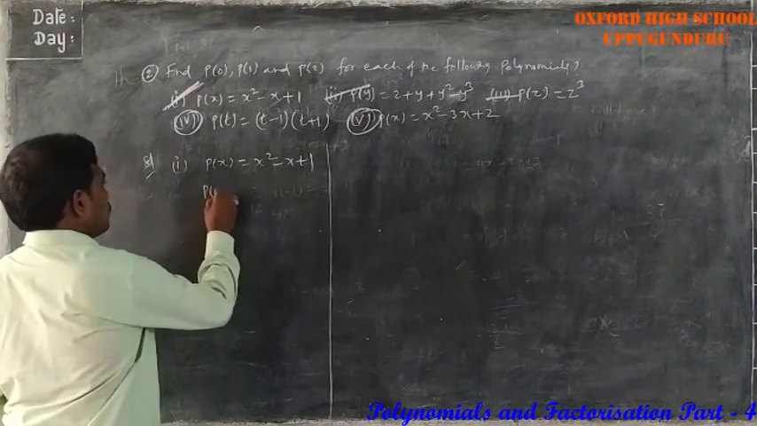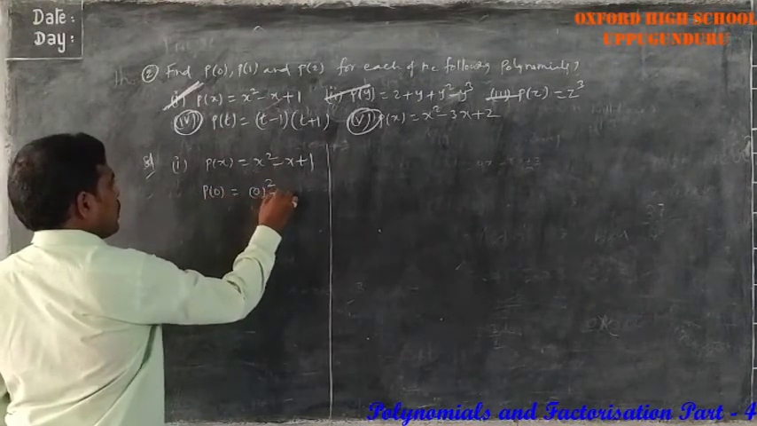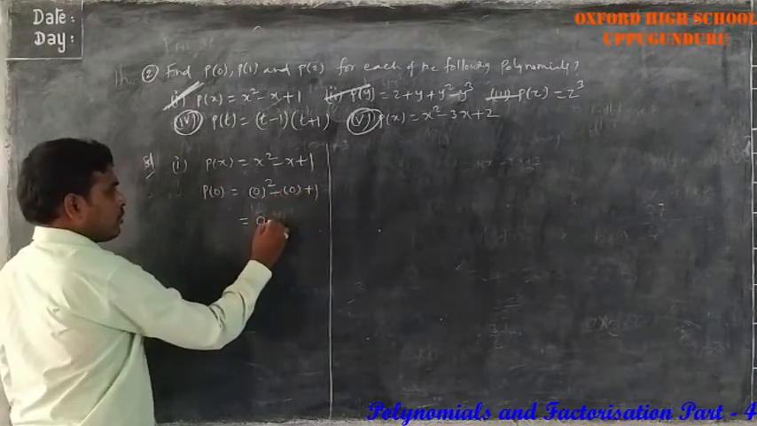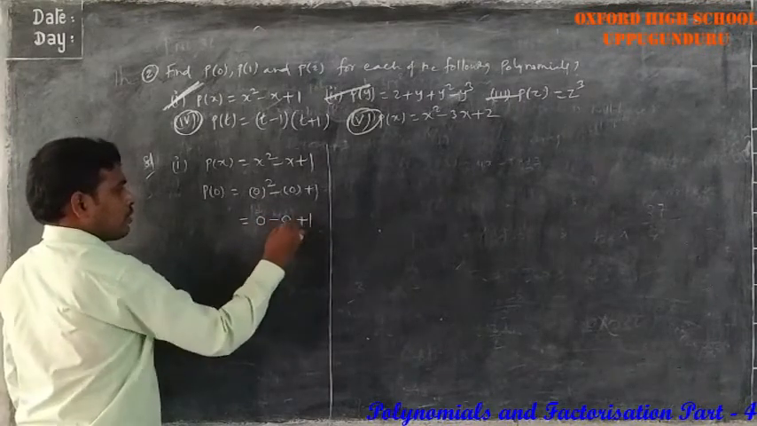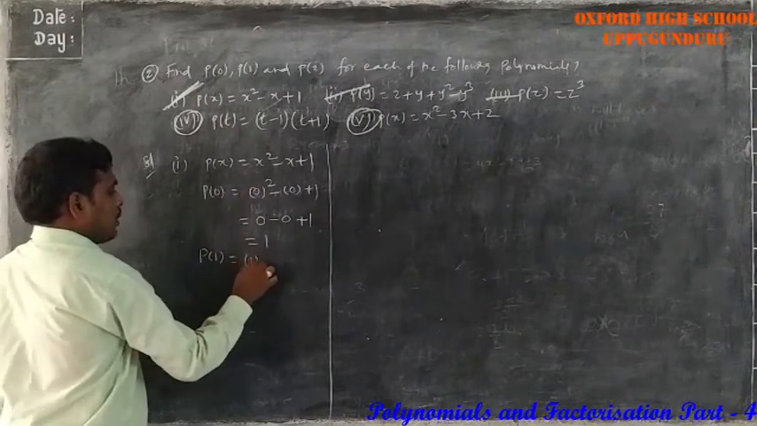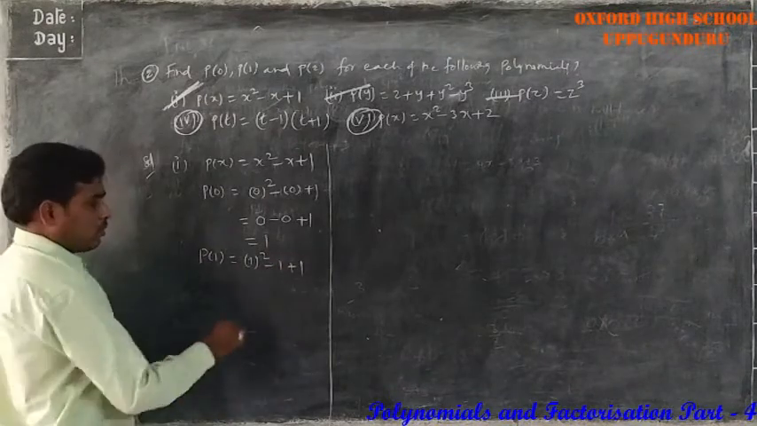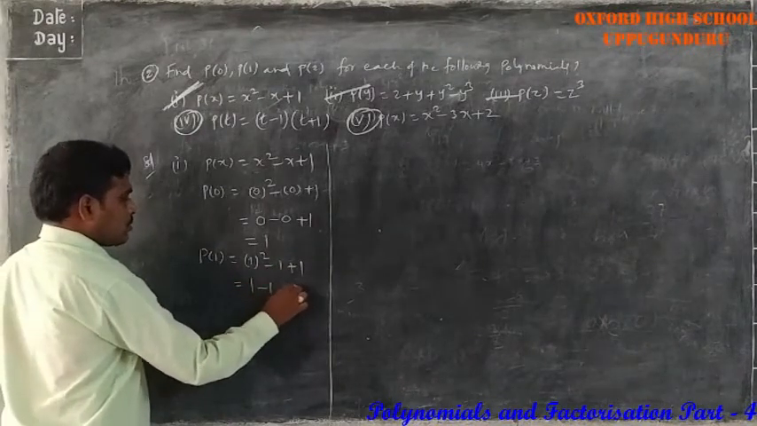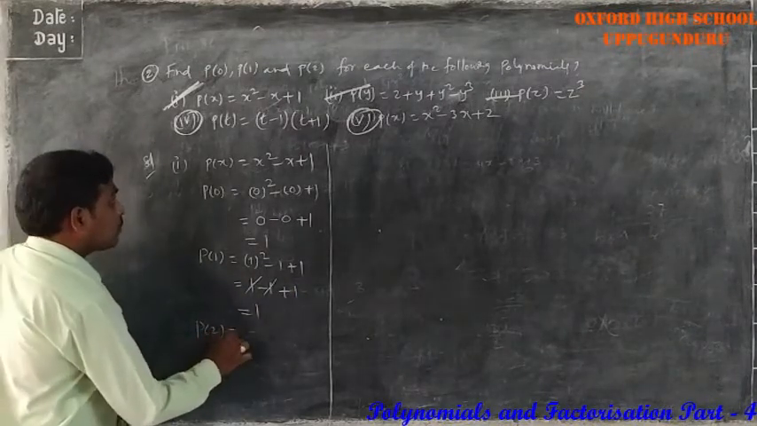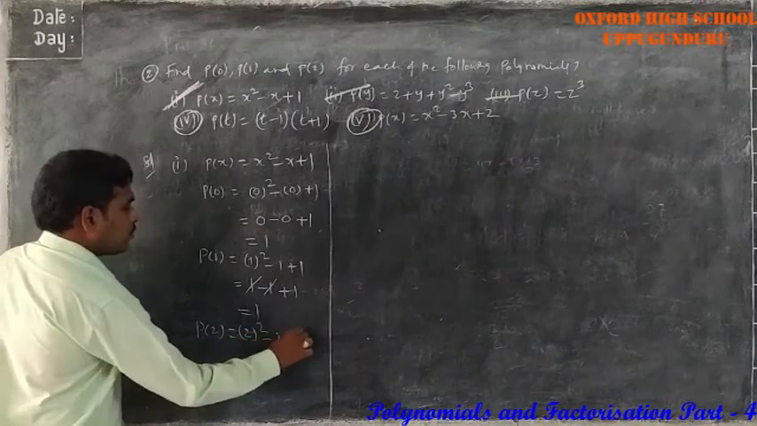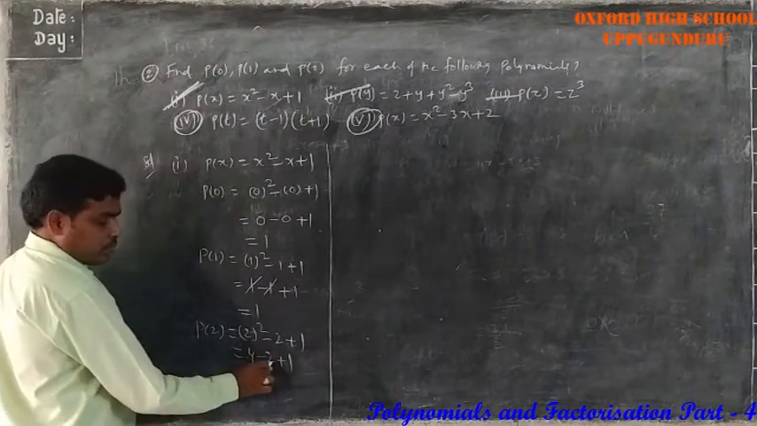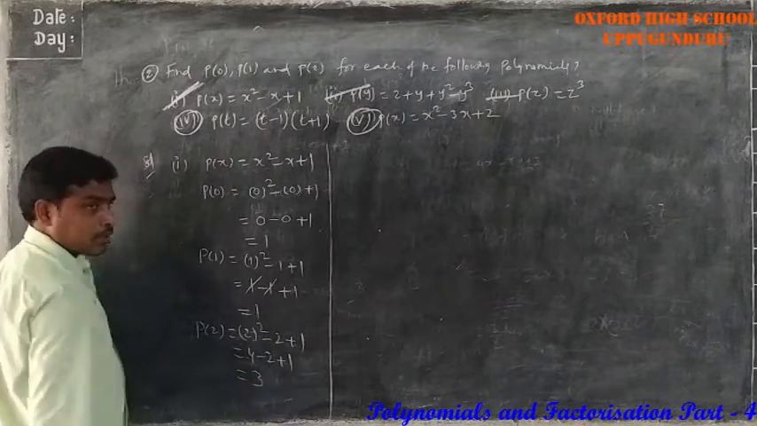First, P of 0 equal to 0 square minus 0 plus 1. 0 square is 0, 0 minus 0 you get 0, plus 1, you get 1. Now P of 1, 1 square minus 1 plus 1. 1 square is 1 minus 1 plus 1. Plus 1 minus 1 cancel, you get 1. Next P of 2, 2 square minus 2 plus 1. 2 square value, 4 minus 2 plus 1. 4 minus 2 is 2, 2 plus 1, 3.